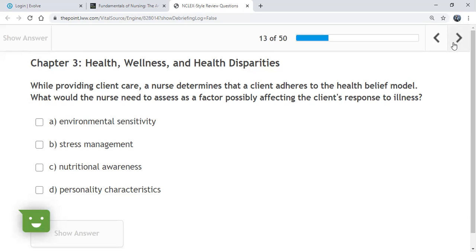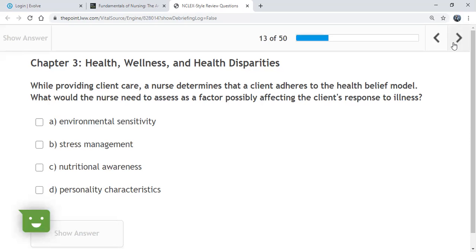Care to a nurse determines the client adheres to the health belief model. What would the nurse need to assess as a factor possibly affecting the client's response to illness? Environmental, stress, nutritional, or personal?